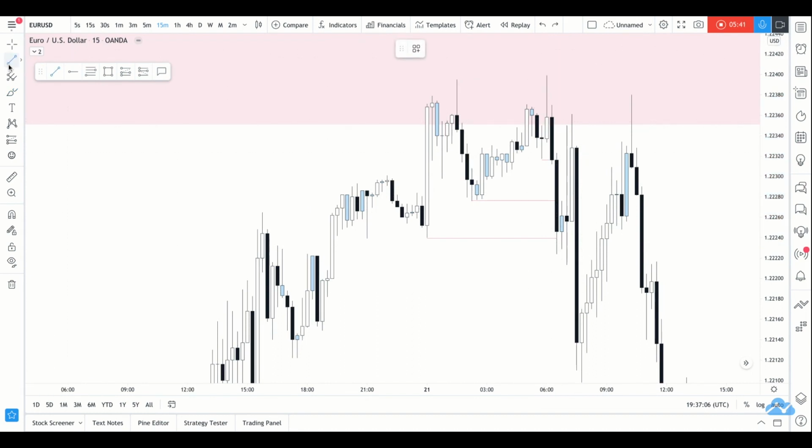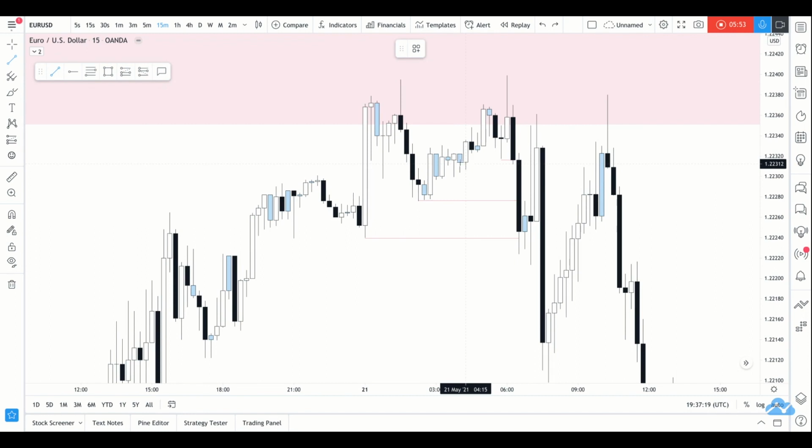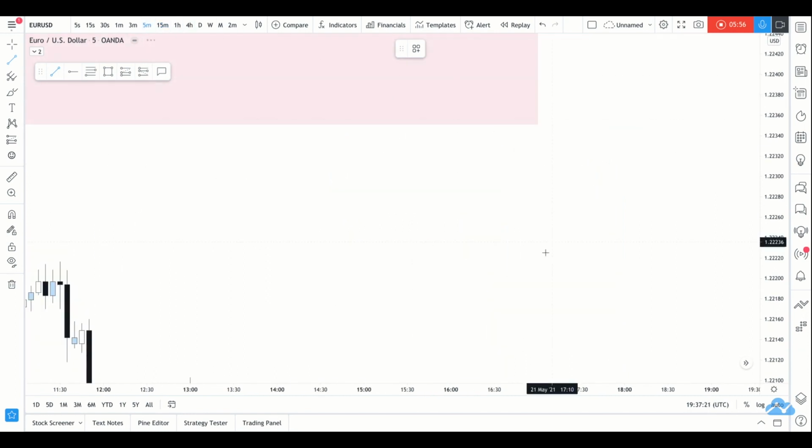So this is a 15-minute break, 15-minute break. There's another one here that's a 5-minute break. So that's like 3 confluences. And it's failing to make a higher high, so that's 4 confluences. And yeah, let's scale down to the 5-minute.